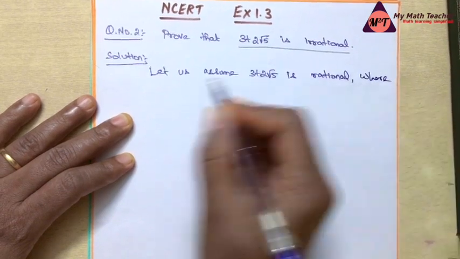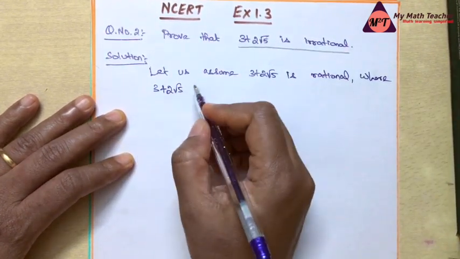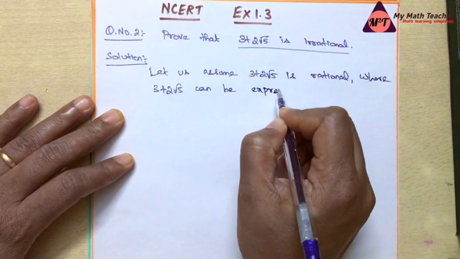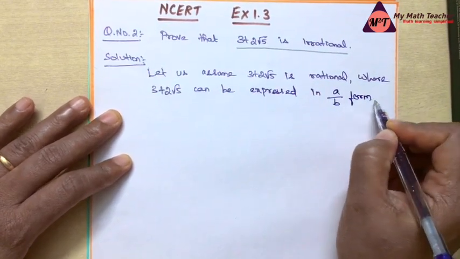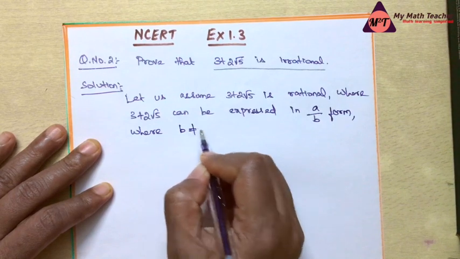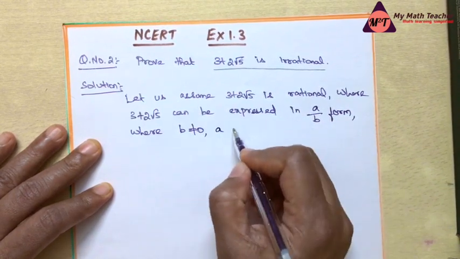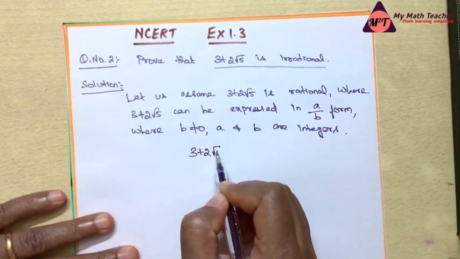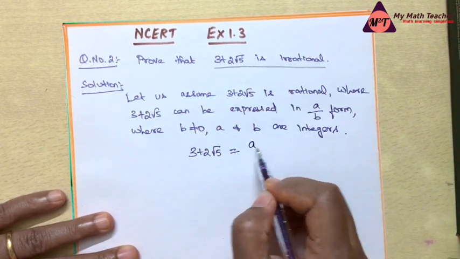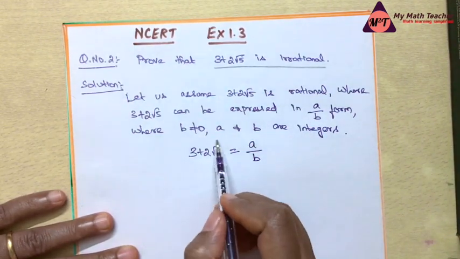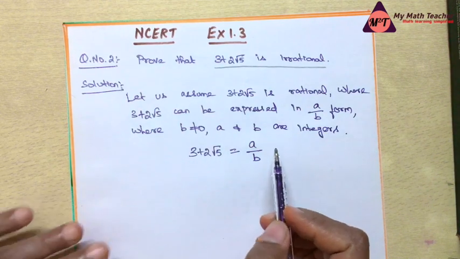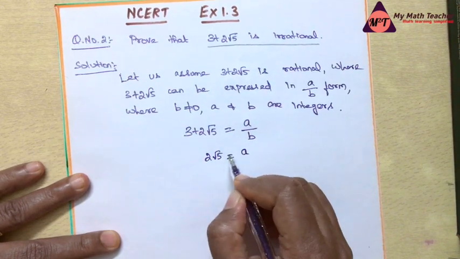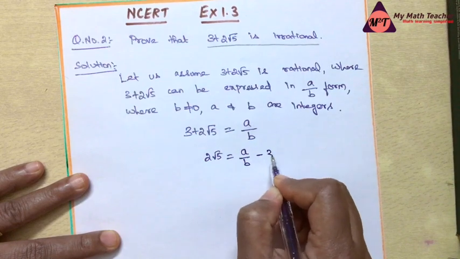Where 3 plus 2 root 5 can be expressed in a by b form where b is not equal to 0 and a and b are integers. Now 3 plus 2 root 5 can be expressed as a divided by b. So we need only root 5. We will bring all the remaining numbers to the opposite side. First step, bring the 3 to the opposite side. 2 root 5 will be equal to a by b minus 3.